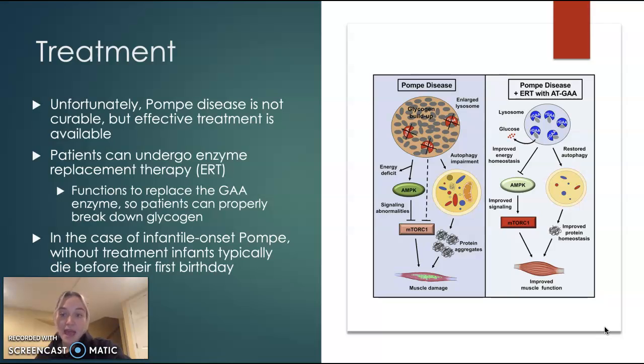And then finally, it's just important to understand that early detection of the disease is imperative. Without treatment, especially in infantile onset Pompe disease, infants die before their first birthday. So effective diagnosis and treatment is imperative for the health of patients.